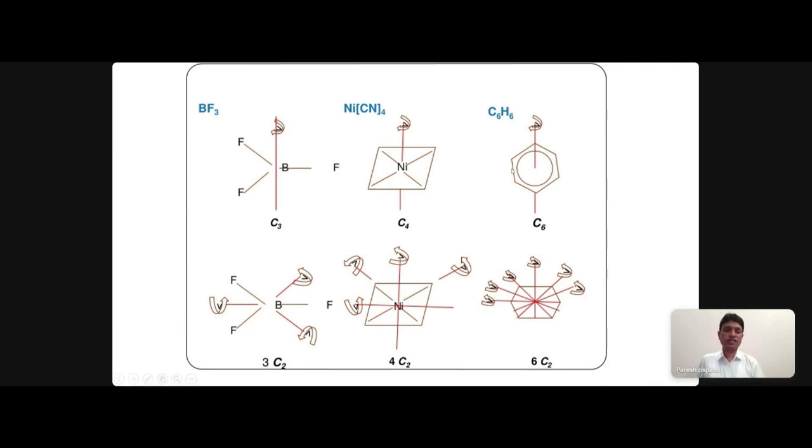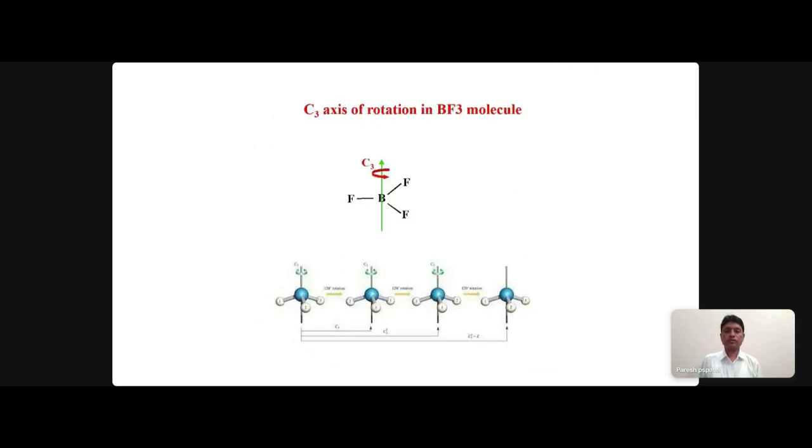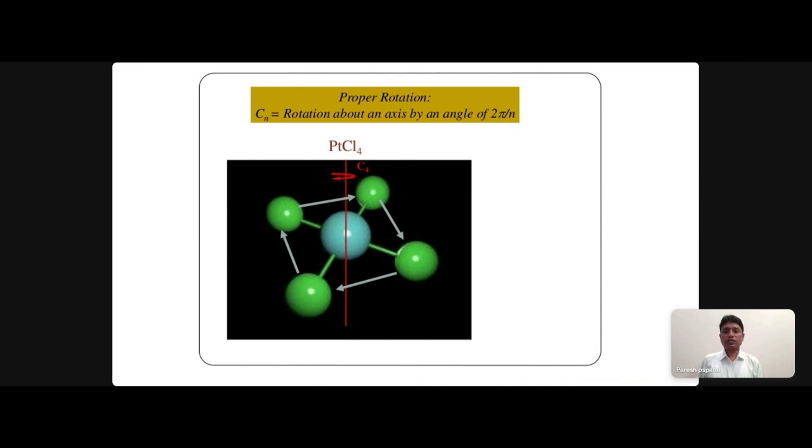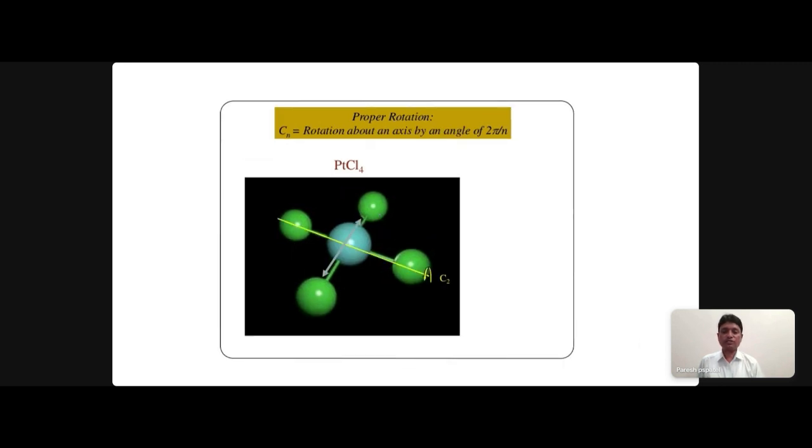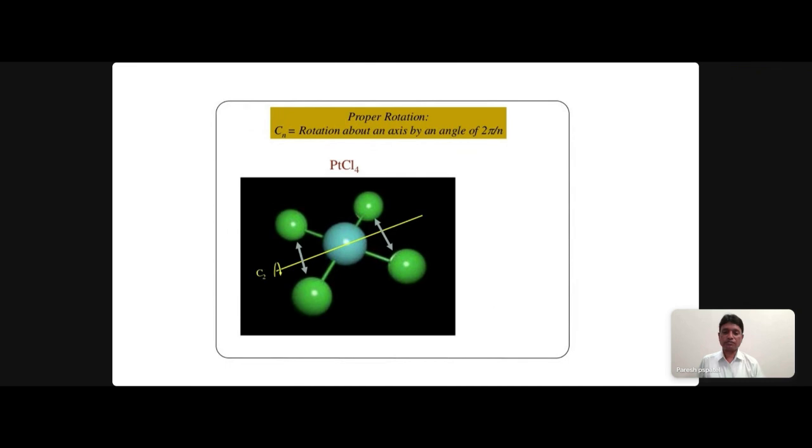In case of benzene, we already discussed that the main principal axis is C6 and C6 is perpendicular to 6 C2s. Now in case of the PtCl4 minus 2 complex, this one is the imaginary axis, and with the help of this imaginary axis, if you rotate this molecule by 90 degrees to get the equivalent rotation position. So this main principal axis is C4, and in case of PtCl4 minus 2, C4 is perpendicular to 4 C2s.